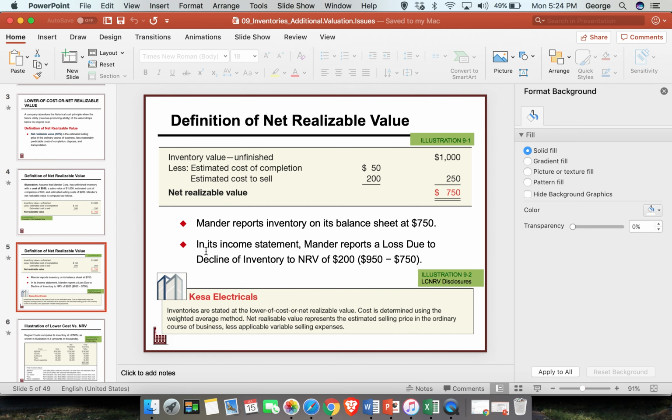All right. So on the balance sheet, we'll record $750 of inventory, and that's the net realizable value of $750. In the income statement, we'll report a loss due to the decline of inventory to net realizable value of $200. So it went from $950, the original cost of the inventory, down to $750, mainly because of these costs to complete and costs to sell.